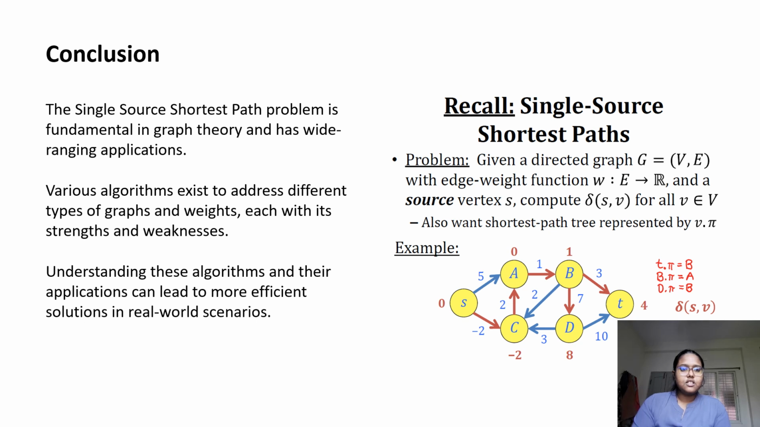Conclusion: the single source shortest path problem is fundamental in graph theory and has a wide-ranging application. Various algorithms exist to address different types of graphs and weights, each with their strengths and weaknesses. Understanding these algorithms and their applications can lead to more efficient solutions in the real world.